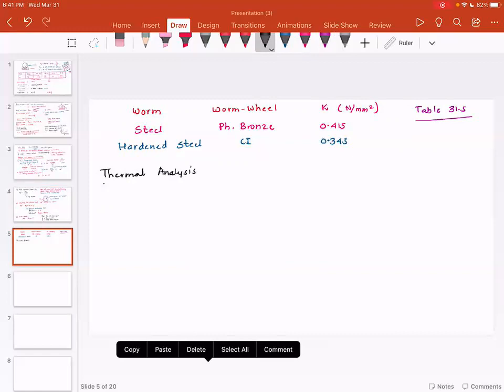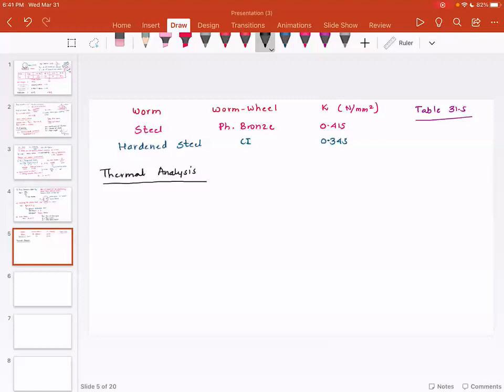And what do I mean by thermal analysis? So once you have a worm and worm wheel, worm and worm wheel drives are not as efficient as spur gear. So what's going to happen is the pair would have some efficiency. This efficiency, as you can see, could go as low as less than 50%.